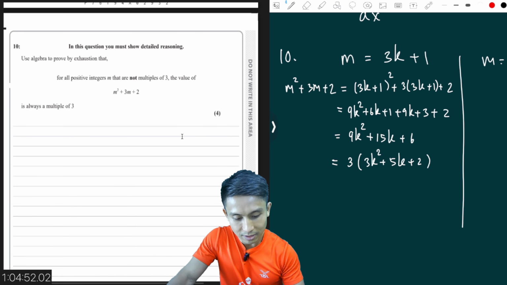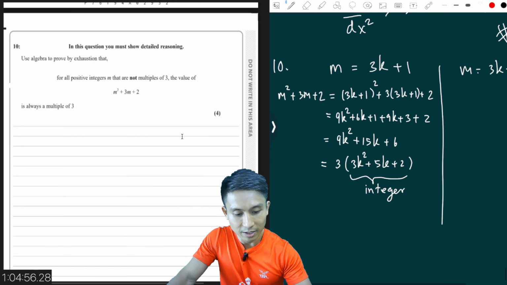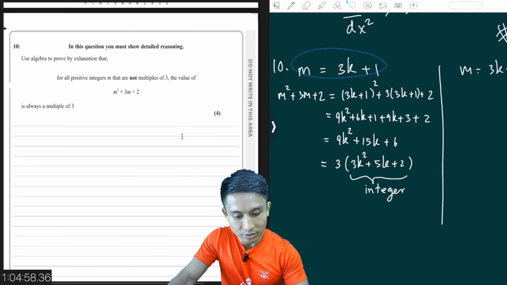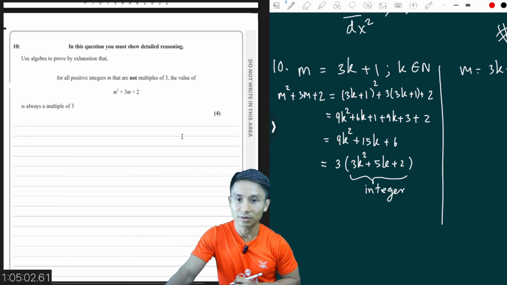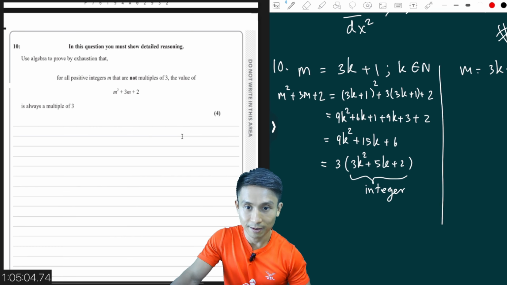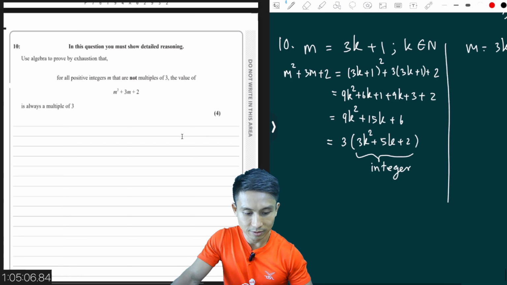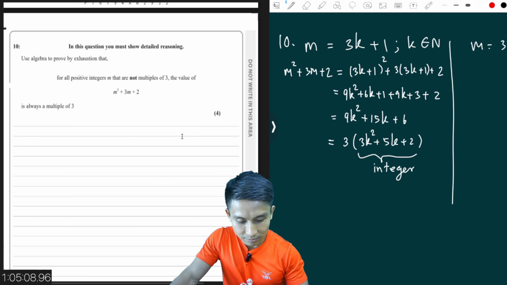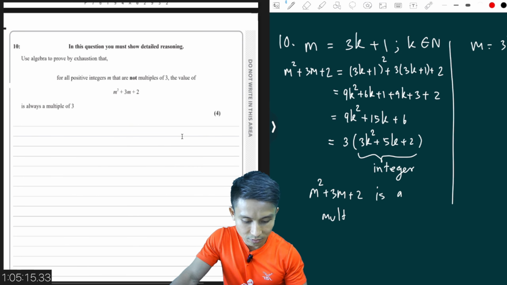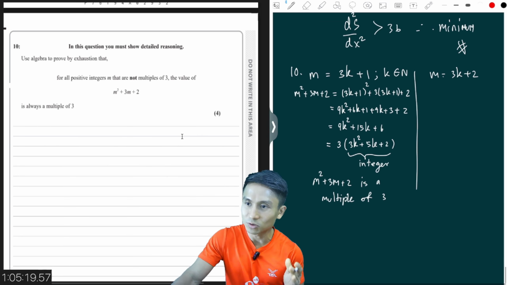And this is an integer, isn't it? Let's just say k is an integer here, a natural number. So that means m squared plus 3m plus 2 is a multiple of 3. And we're going to do the same for the other case.